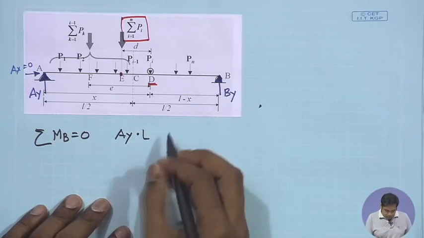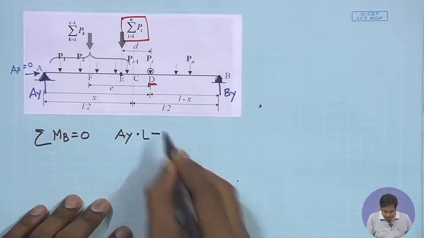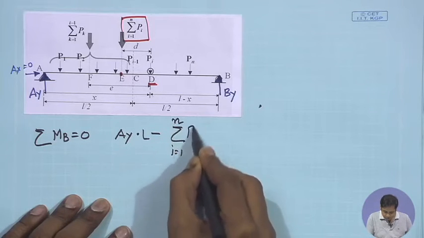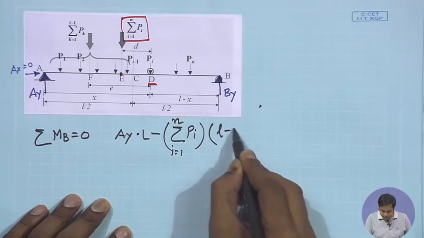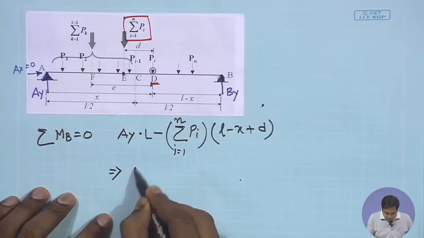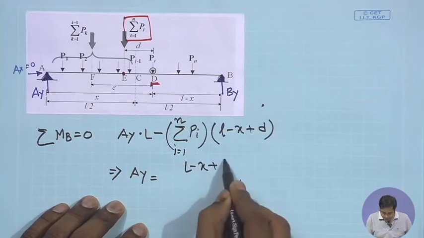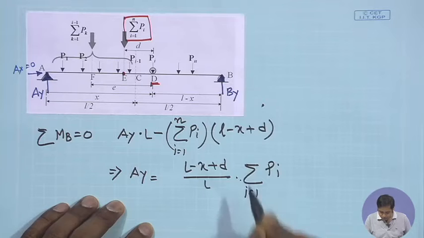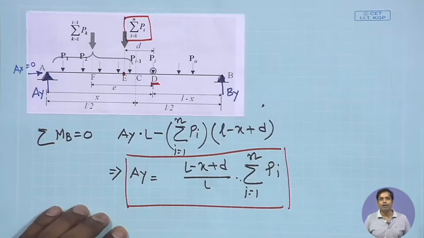All these forces will give an anti-clockwise moment. So, this is minus the resultant, which is the summation over i equal to 1 to n of Pi. This is the total resultant, and it is acting at a distance L minus x plus D. So, Ay will be (L minus x plus D) by L into summation of Pi, i equal to 1 to n. This is the support reaction at A. Okay.